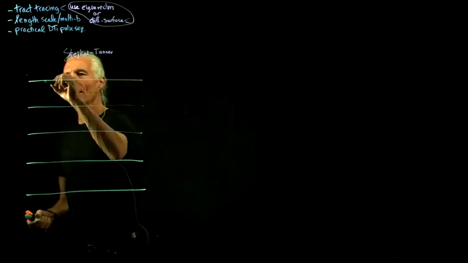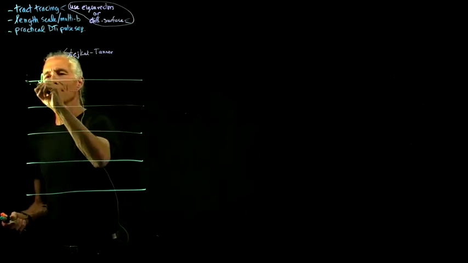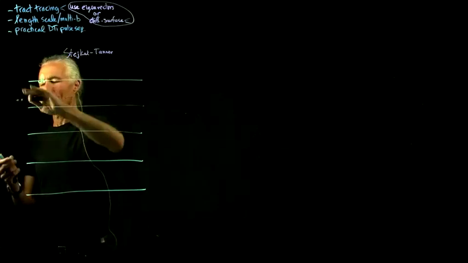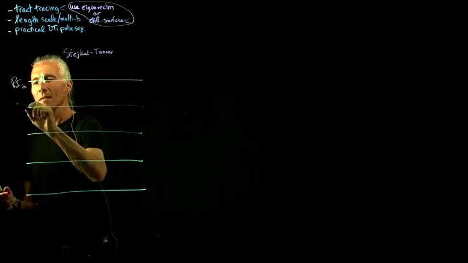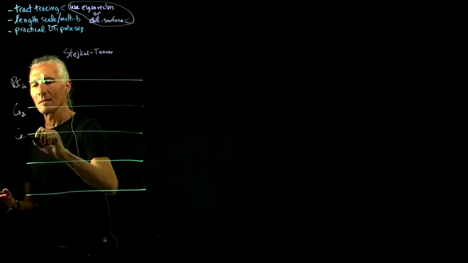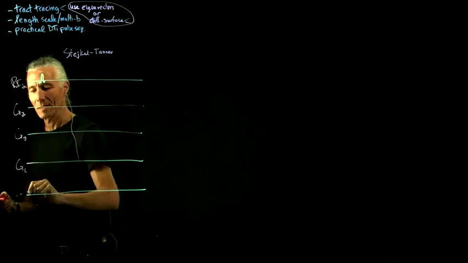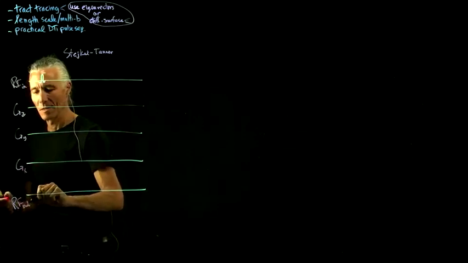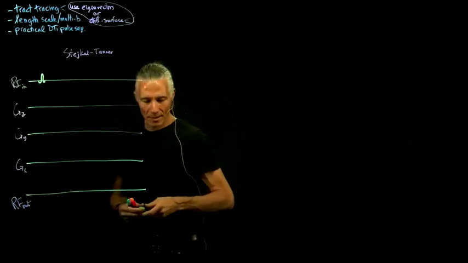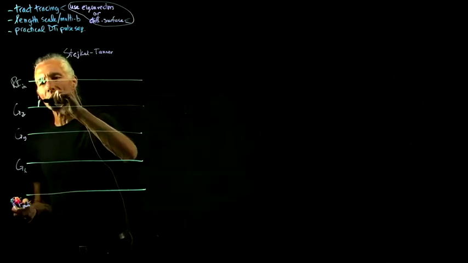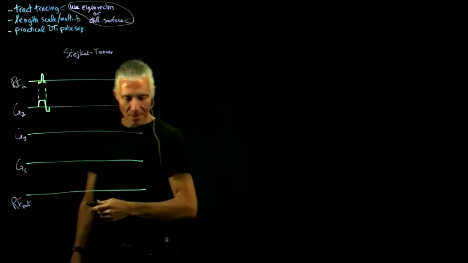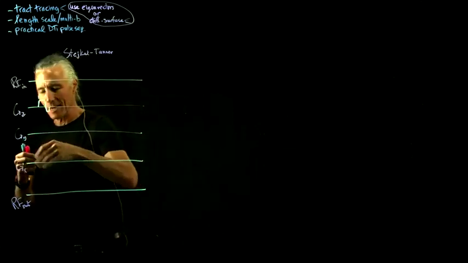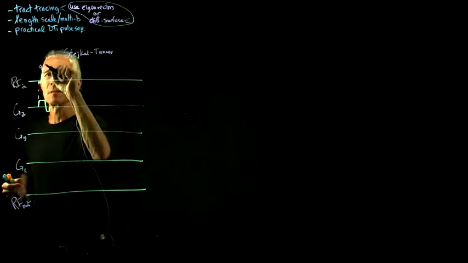So first we do our RF. So here's RF in and the three gradients: RF in and the Z, Y, X, RF out. So the trick here is, first we select a slice. And then start off with a 90, so we get the biggest signal possible.